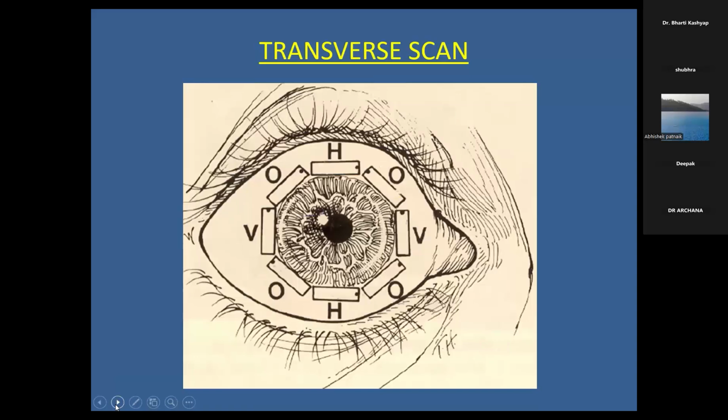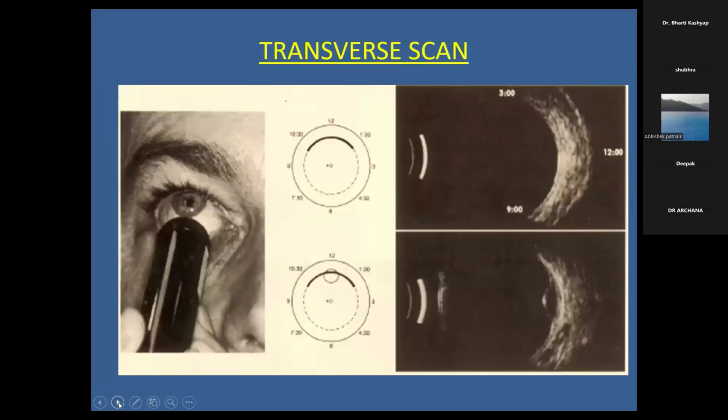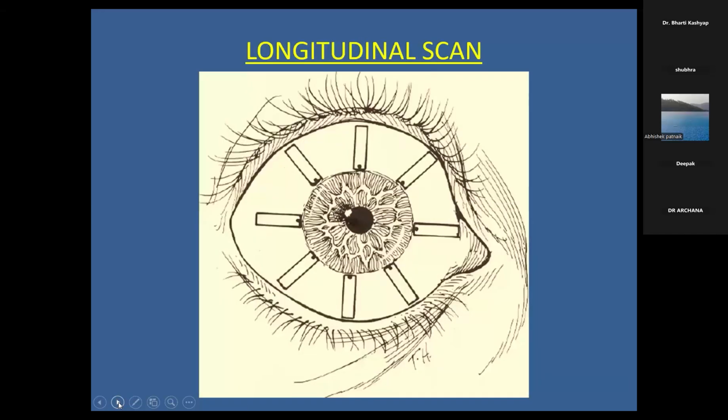And based on the scan, you can just imagine how the waves are passing through the eyeball and getting reflected back. So this transverse scan is generally placed parallel. As you can see in this figure, the marker over the probe is parallel to the limbus of the eye. We come to the next scan, that is the longitudinal scan, where the marker of the probe is placed perpendicular to the limbus.